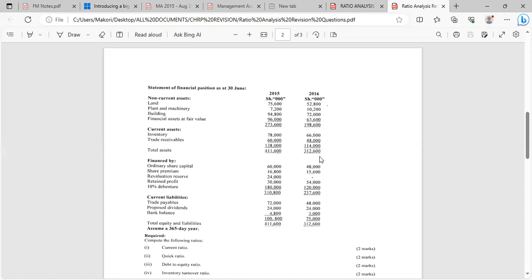For 2016, you do the same. The current assets are 114,000 divided by the current liabilities, 75,000. The answer you get after dividing, you put it as to 1. That is all about Roman 1. Hope you have done that.